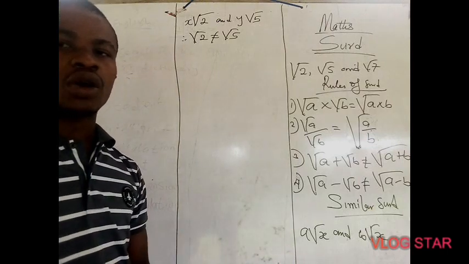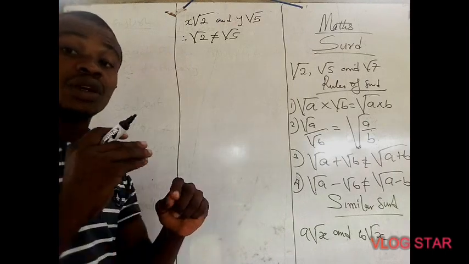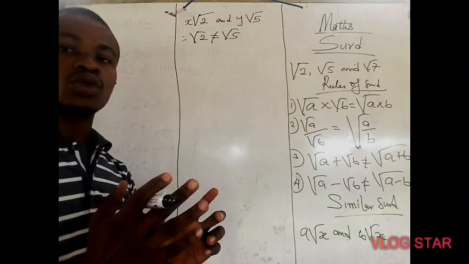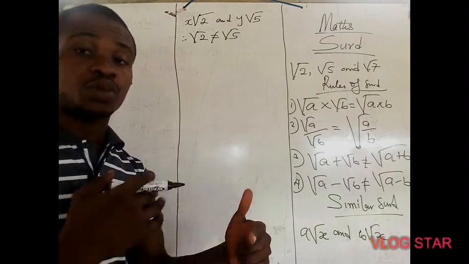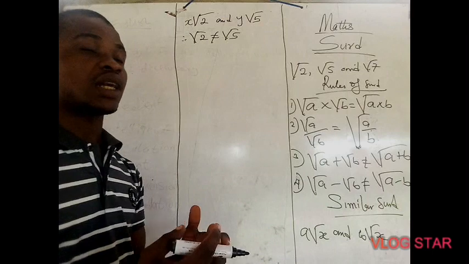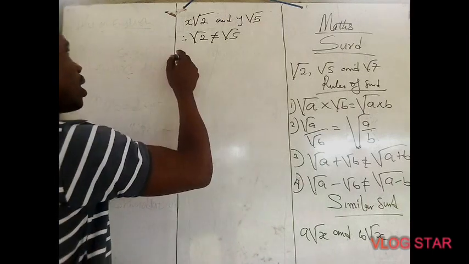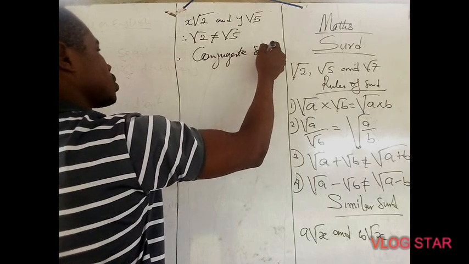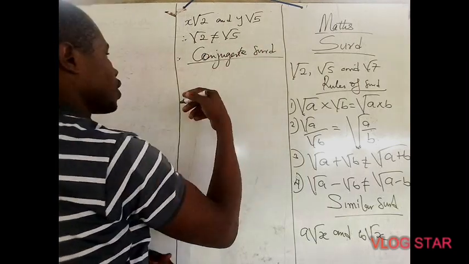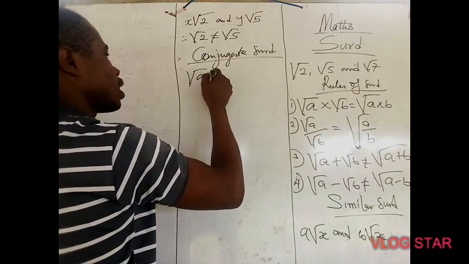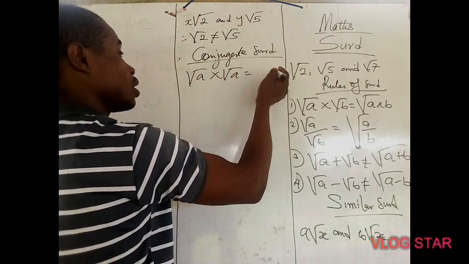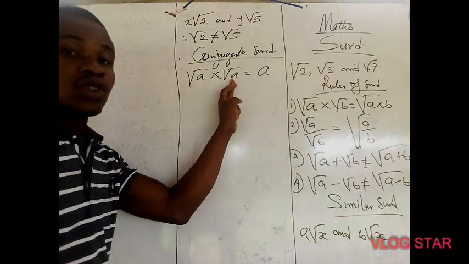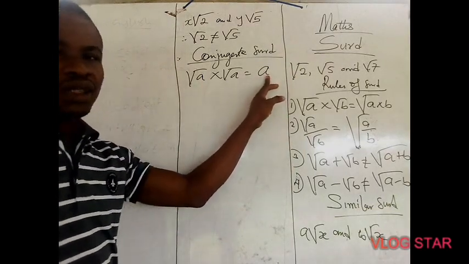We say that two surds are conjugate if the product of the two surds results in a rational number. That is, when the two surds multiply each other and their product gives a rational number, we say that the two surds are conjugate to each other. Example, we have root a times root a, which will give us a. That is, the product of these two surds results in a rational number without any root attached to it.